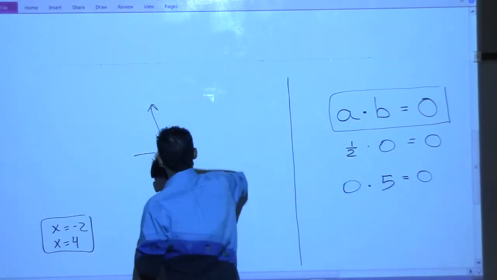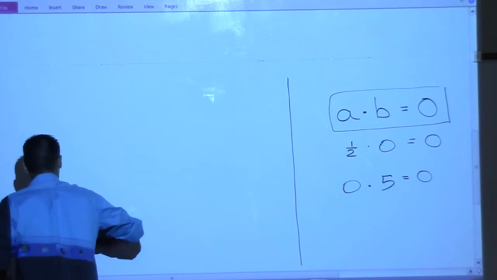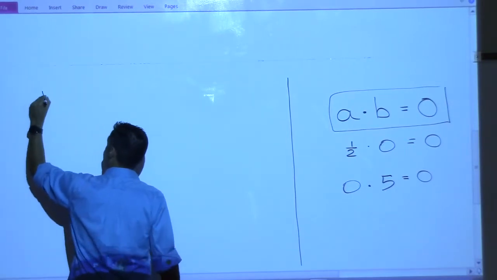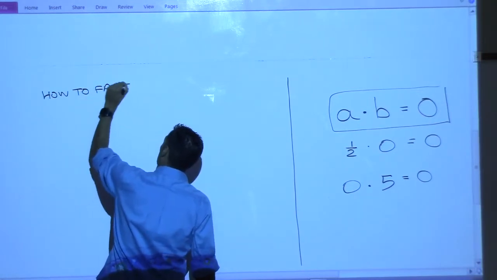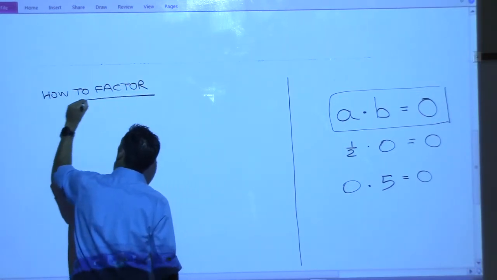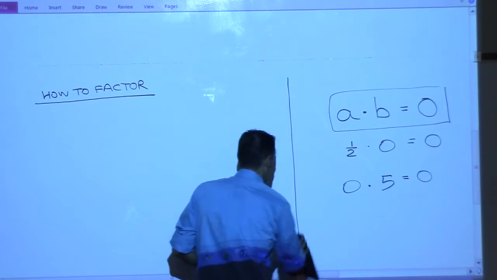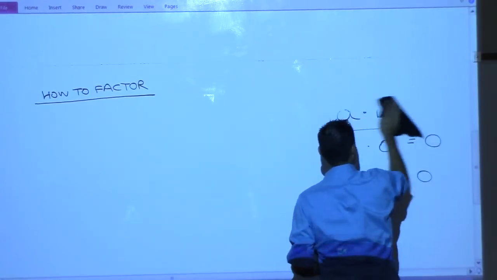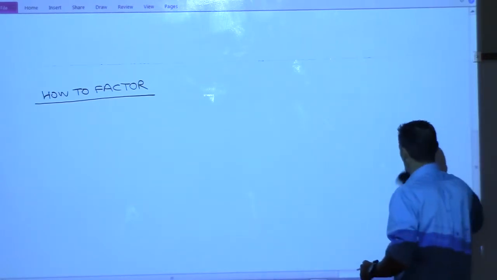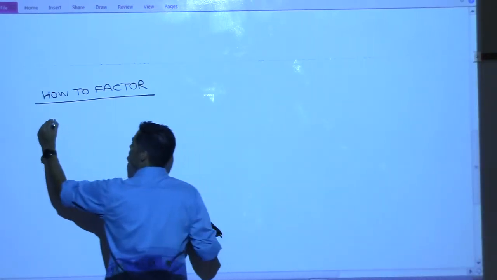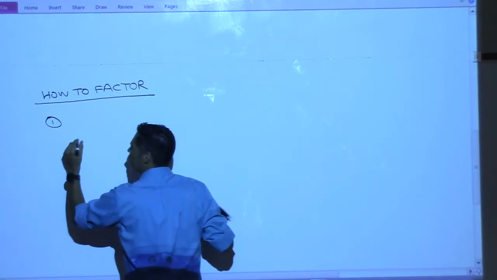Okay, so factoring. Here are the steps. How to factor. All right, first step for factoring. And if I'm pulling sticks today, and I pull your name and I say, what's the first step for factoring? You better get this right, okay? The first step for factoring is, anyone know?